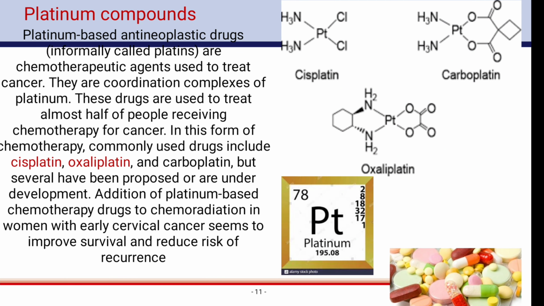Platinum compounds are chemotherapy agents used to treat cancer. They are coordination complexes of platinum. These drugs are used to treat almost half of the people receiving chemotherapy for cancer. In this form of chemotherapy, commonly used drugs include cisplatin, oxaliplatin, and carboplatin, but several have been proposed or are under development. Addition of platinum-based chemotherapy drugs to chemoradiation in women with early cervical cancer improves survival and reduces risk of recurrence.